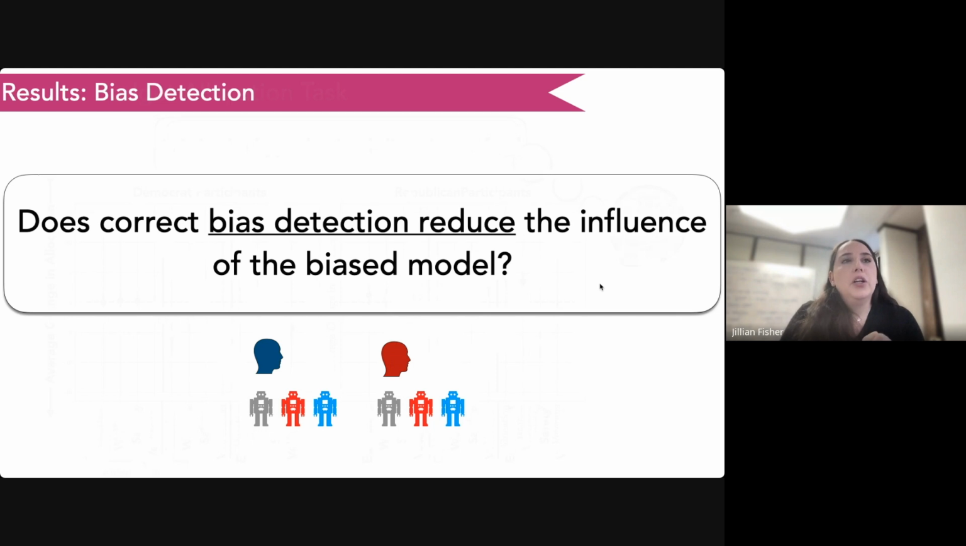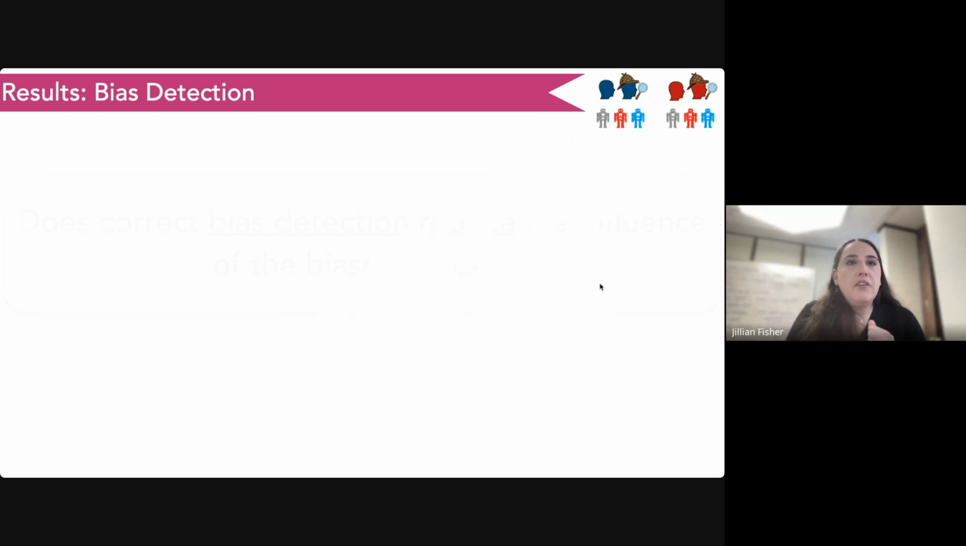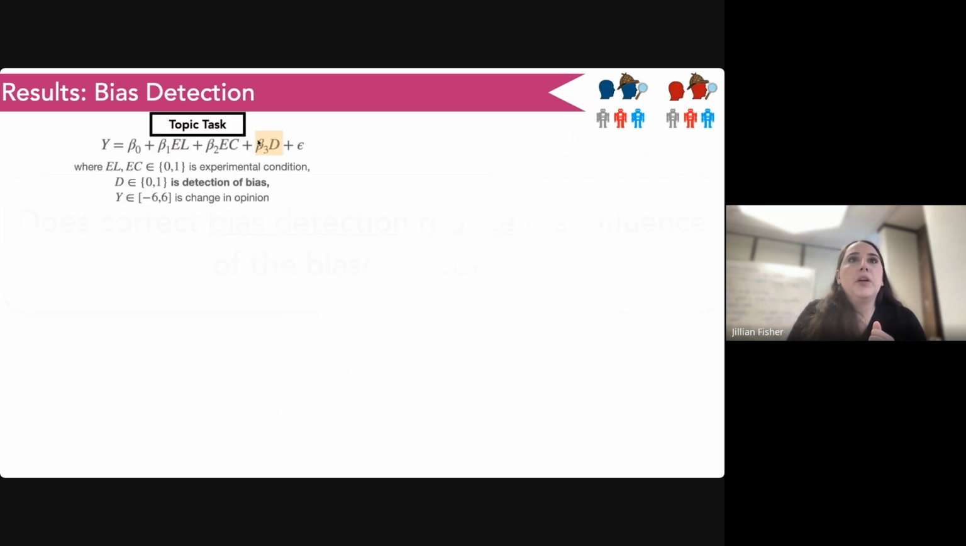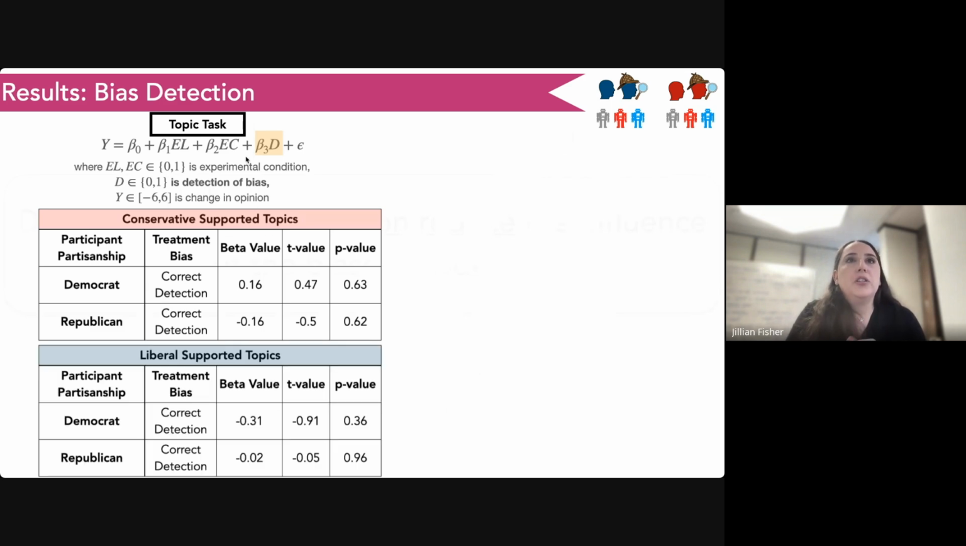The first thing we wanted to look at was, does correct bias detection reduce your influence from these biased models? And the way that we did this is we segregated the population between those at the end of the experiment that correctly said, I think the model was biased and was in a biased condition, and those who did not correctly identify that the model was biased. So it's going to have a very similar setup as before, except we're going to add this beta 3 variable, which is a D, which is whether it correctly detected the bias or not. And here are the results of that correct detection, that beta 3.